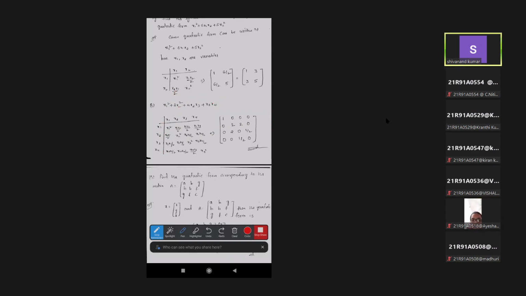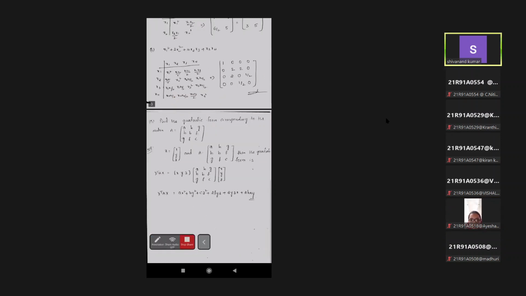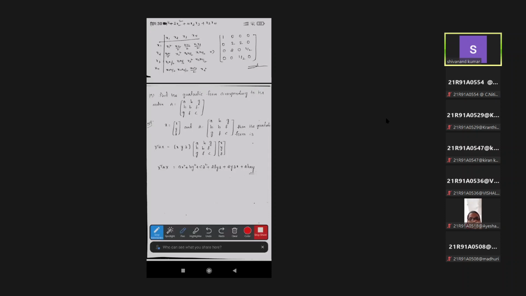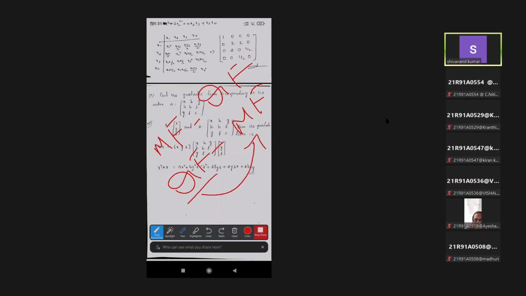So we'll go for one problem. Small problems are there. They will give the matrix and you have to write it in quadratic form. If they give the quadratic form, you have to convert it into matrix form. There are two types of problems: quadratic form to matrix form and matrix form to quadratic form. Just now we discussed quadratic form to matrix form. Now we are discussing matrix form to quadratic form. Very simple. This is a matrix and you have to convert it into the quadratic form.